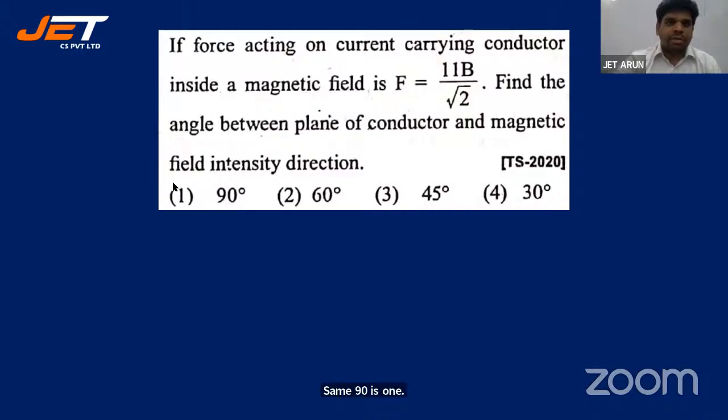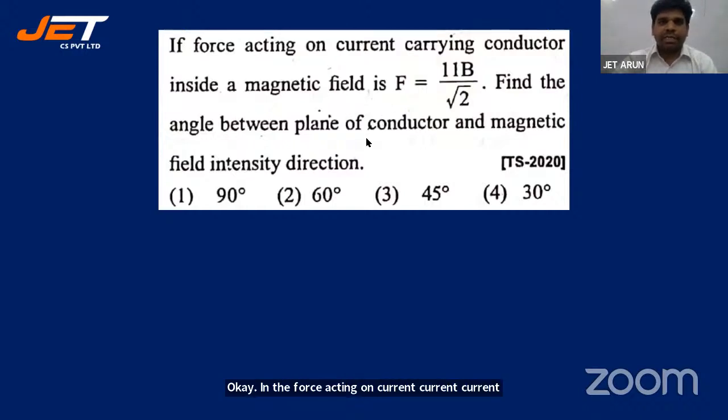Okay. If the force acting on a current carrying conductor inside a magnetic field is F is equal to ILB by root 2, find the angle between the plane of the conductor and magnetic field intensity direction. It is ILB by root 2, students. So again, ILB sin theta is 1 by root 2. Okay, I'll give you a minute, students. Make an attempt. It's a good question.